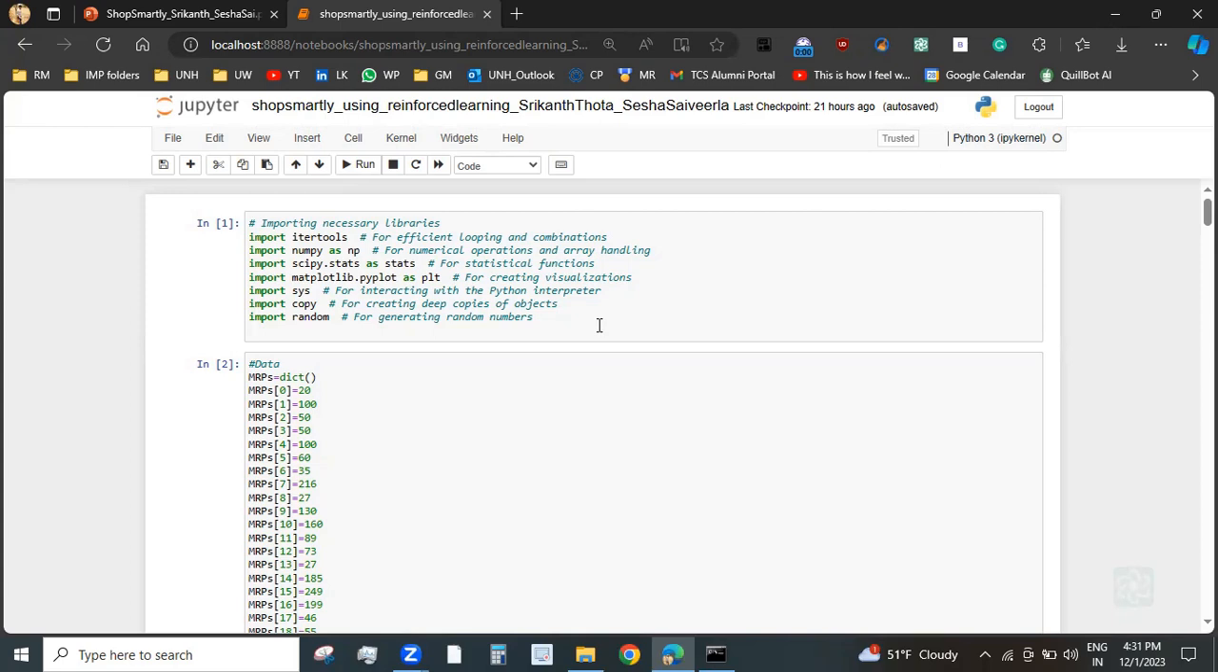Q-learning is particularly suitable for problems where the environment is unknown to the agent and it must learn through trial and error. In our project, we use the same algorithm, the Q-learning algorithm, to find the best shop where we can get the required items which we need to purchase by traveling a very short distance.